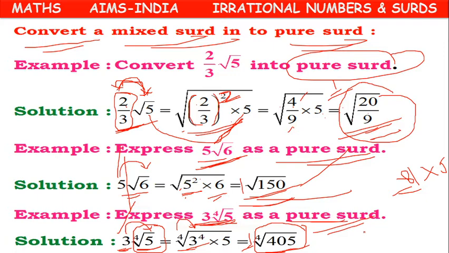So like that we can convert a mixed surd into a pure surd just by taking the multiple into the given root. If it goes into the square root, power 2 will come. If it goes into the cube root, power 3 will come. If it goes into the fourth root, power 4 will come.